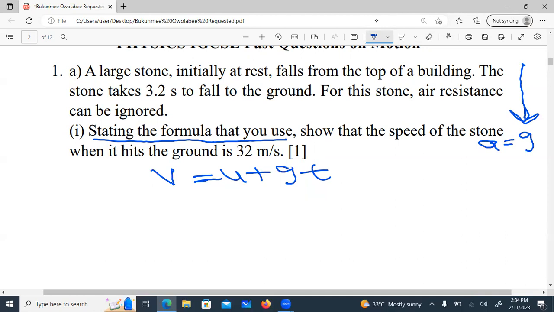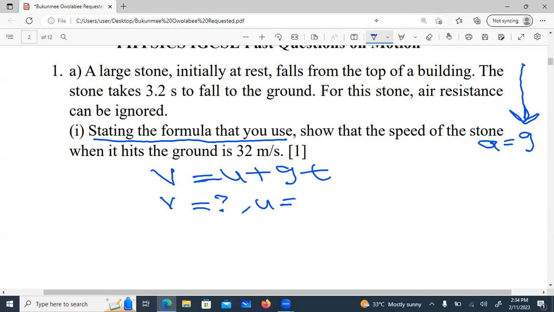Now, the second thing we do is to show that the speed of the stone when it hits the ground is 32 meters per second. Well, how do you show that the speed will be 32 meters per second? We use the same formula, V equals U plus GT. What is V? V is what we are looking for, okay? What is U? U is our initial velocity.